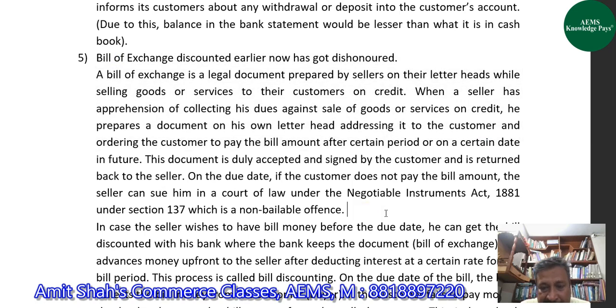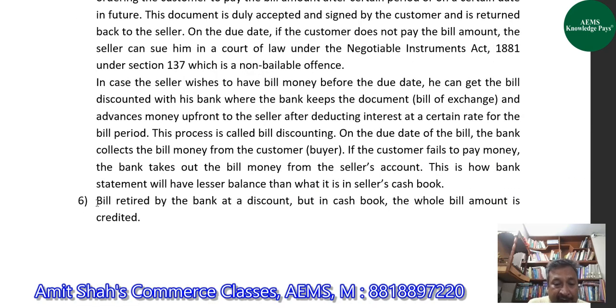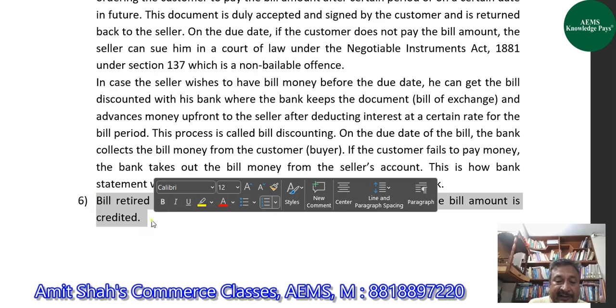The seller has made a bill of exchange on the buyer and later discounted that bill with his bank so that he could get early payment. Right? Now, from the buyer's point of view, we have this particular reason, guys.